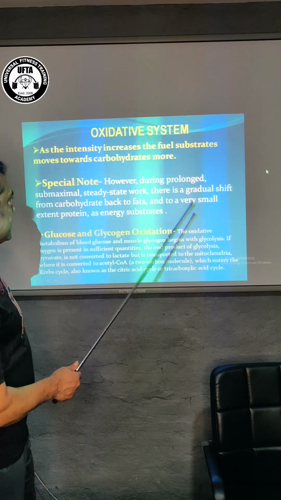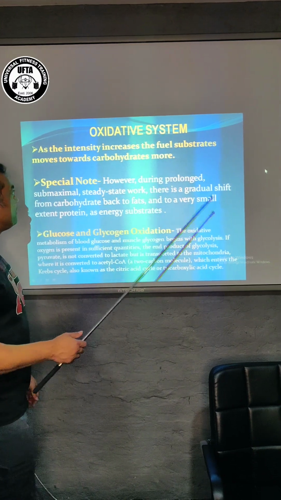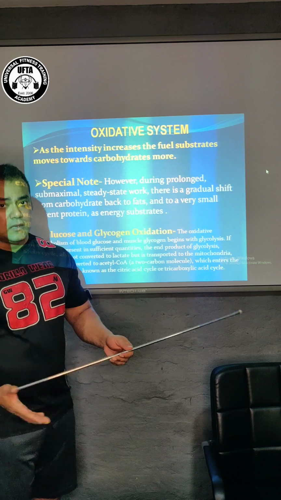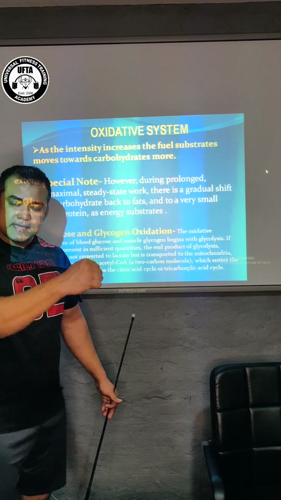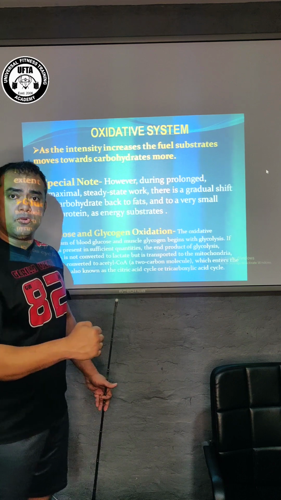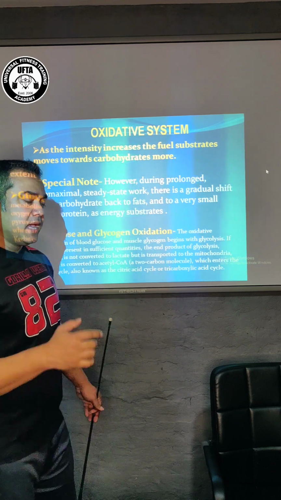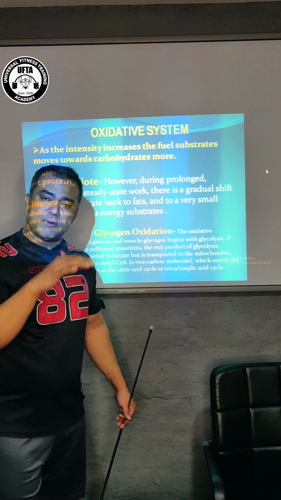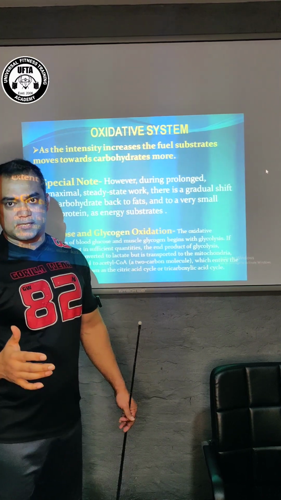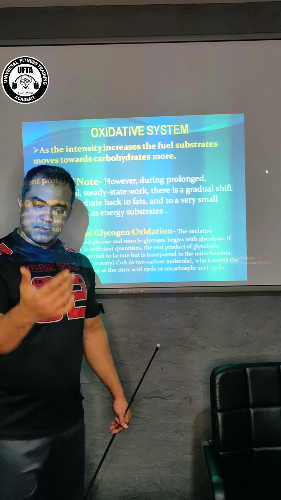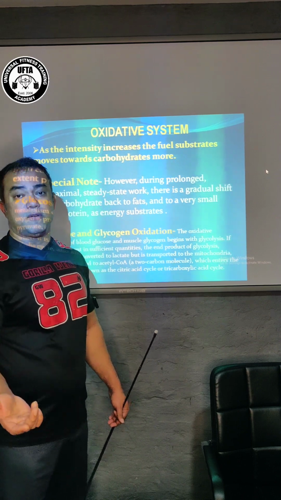In the oxidative system, as the intensity increases, the fuel substrate again moves towards carbohydrate sources. See, if you are doing intense activity, putting in 100% effort, you will be using the phosphagen system. As the intensity goes down a little bit, say by 10 or 15%, you'll be using the fast glycolysis system, and that ATP will be produced in the cytoplasm of the muscle cell.